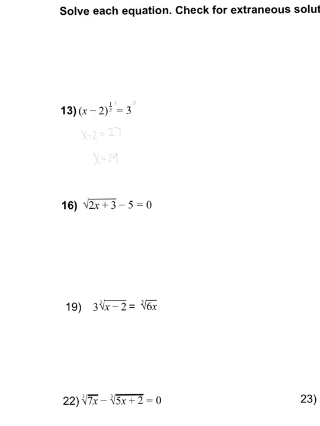For 16, we're going to remember to isolate our radical first. So we have the square root of 2x plus 3 equals 5. I'm now going to square both sides. 2x plus 3 equals 25. 2x equals 22. X equals 11. 11 times 2 is 22, plus 3 is 25. Yep, perfect.